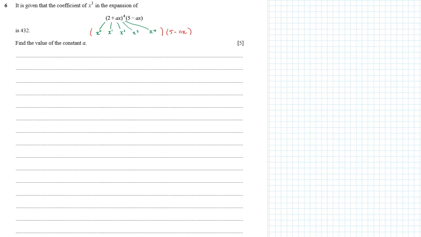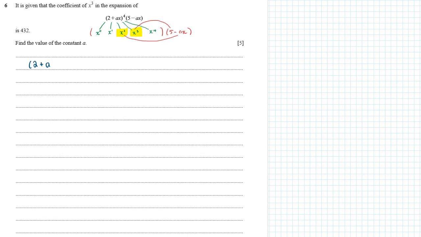The way that we make x cubed is if we have the x cubed term times the 5, well, that will make an x cubed term. And we have x squared term times the negative ax, well, that will also make an x cubed term. They're the only ways that we can create the x cubed term, and so that's what we're interested in. We don't have to do the whole binomial expansion for the 2 plus ax to the power of 4. We just want to know, well, how do I get the term with the x squared and the x cubed? So let's focus on that.